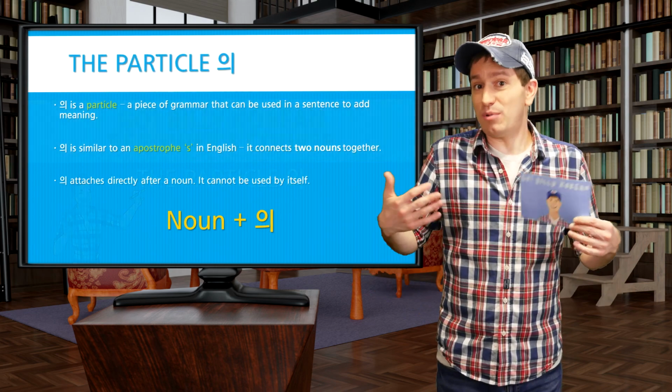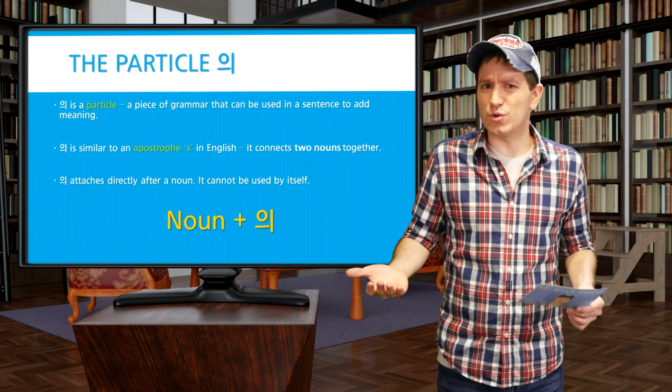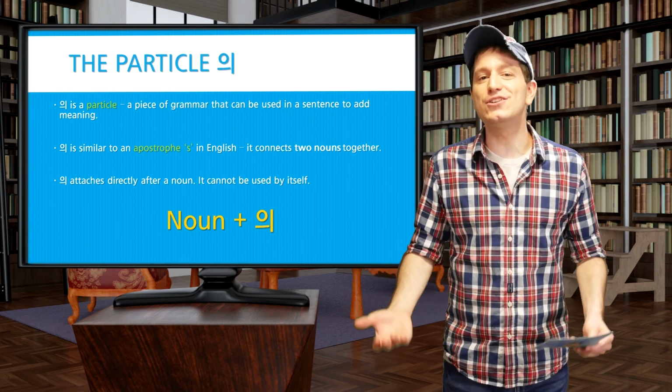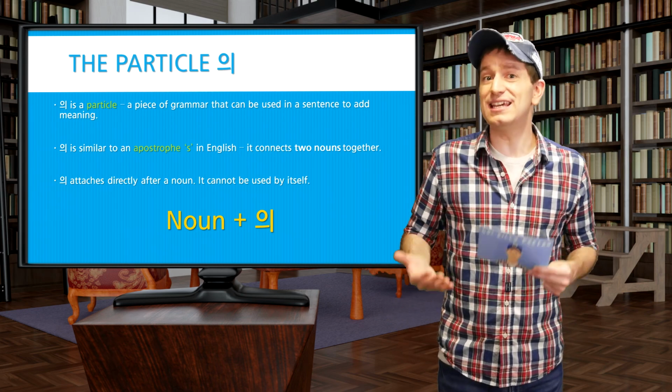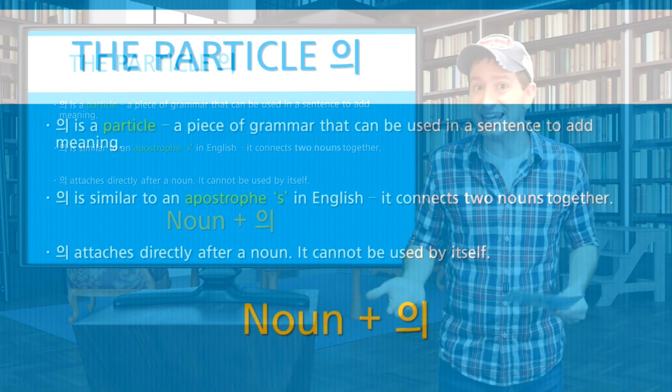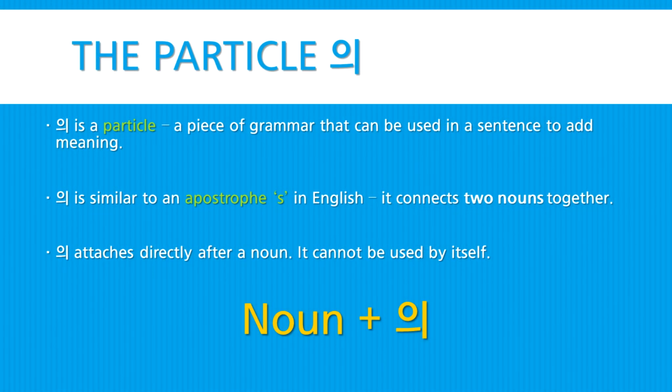Now, 의 is a particle, or a piece of grammar that can be used to add meaning to a sentence. The way it works is quite similar to the apostrophe S in English. It connects two nouns together, and it attaches directly after a noun. Note that it cannot be used by itself. So to use it, you'll take a noun and you'll attach 의.